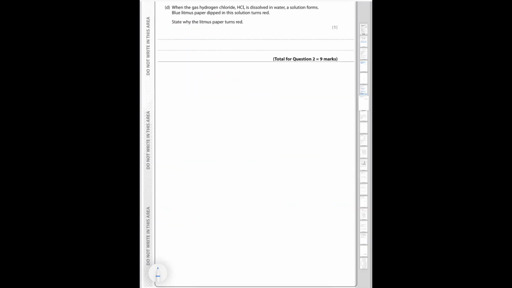When the gas hydrogen chloride, HCl, is dissolved in water, a solution forms. When we dip blue litmus paper into the solution, it turns red. State why the litmus paper turns red. So the litmus paper goes red because the solution has become acidic because it contains H+ ions. If you put that the pH is below pH 7, you would still get the mark here.